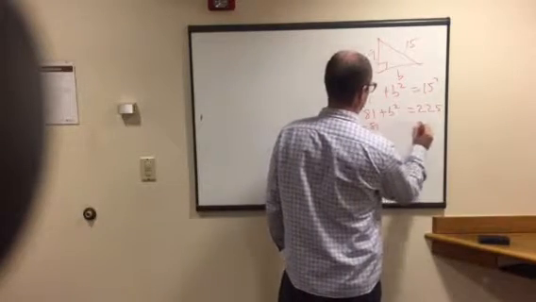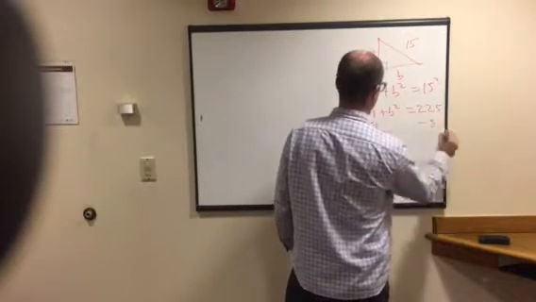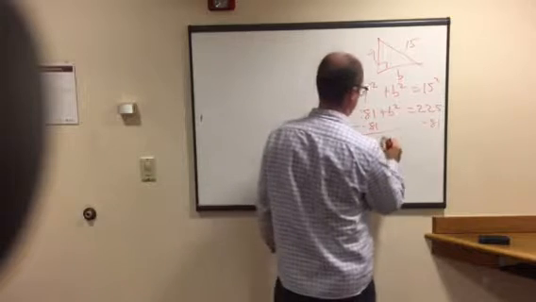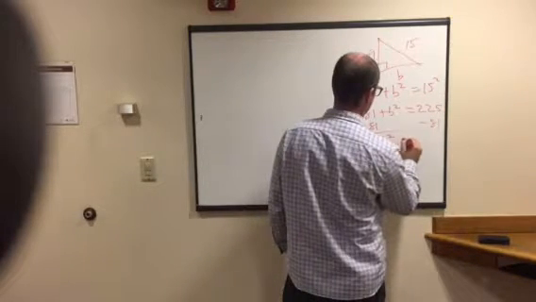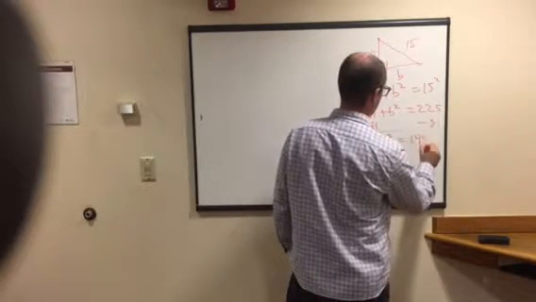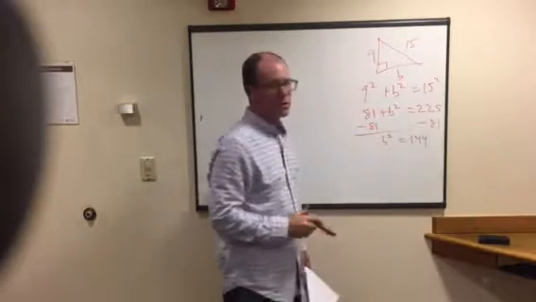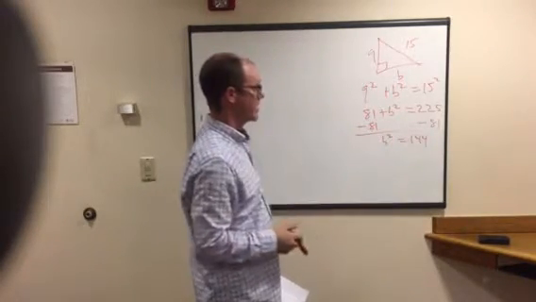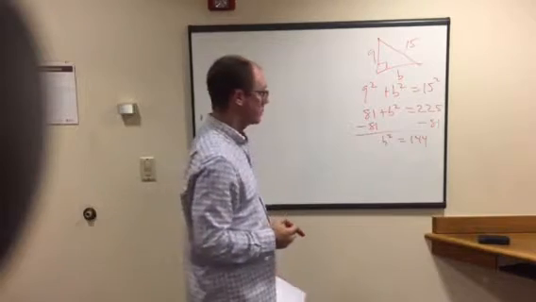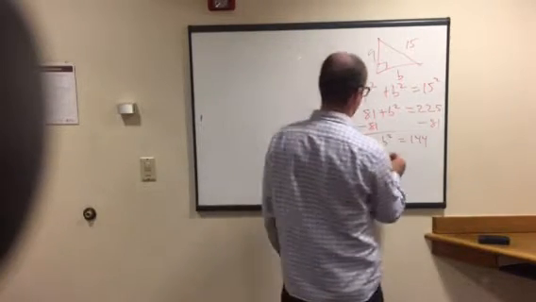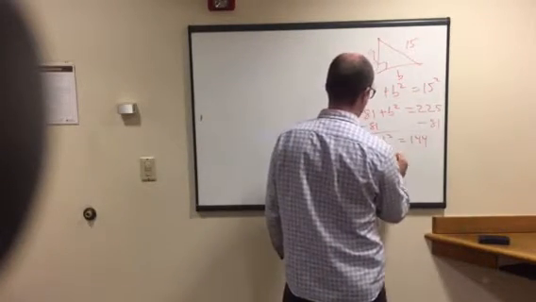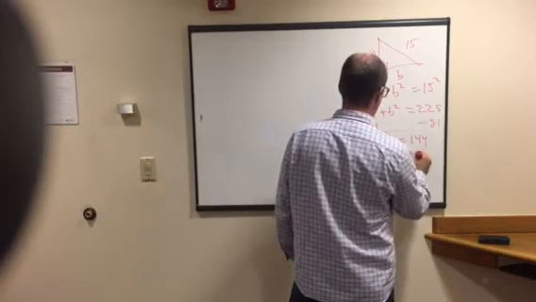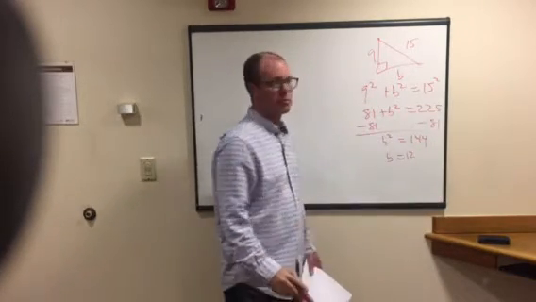So subtract 81 from both sides, and we have b squared equals 144. So 225 minus 81 is 144. Square root on each side, the square root of 144 is 12. b equals 12.